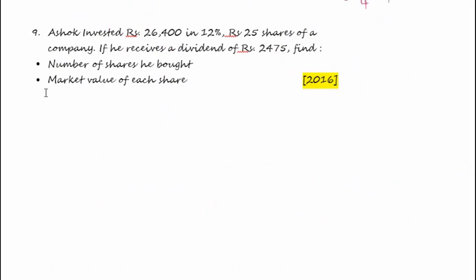Next problem. Ashok invested rupees 26,400 in 12% rupees 25 shares of a company. If he receives a dividend of rupees 2475, find first the number of shares he bought, and second, the market value of each share. This is from the 2016 question paper. This is not a difficult problem, but I am solving it here since it is a question paper problem. Let us list down what is given here.